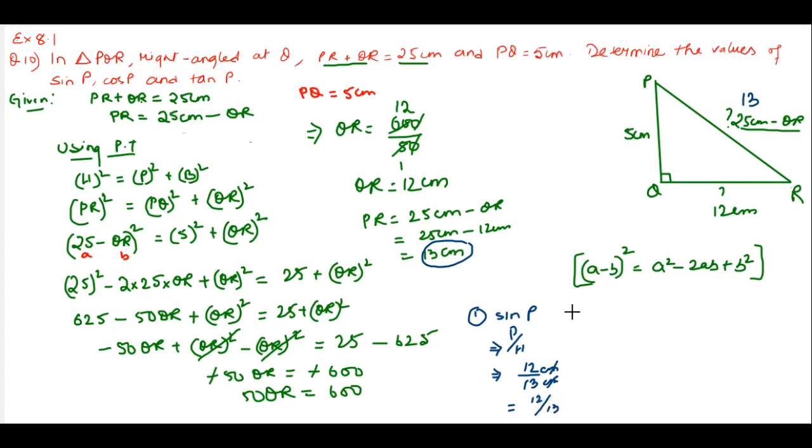Now number 2 is cos P. The formula of cos is base by hypotenuse. How are we going to select base? From P point of view, right? So from P point of view, our base is 5, and our hypotenuse, which is PR, we got 13.